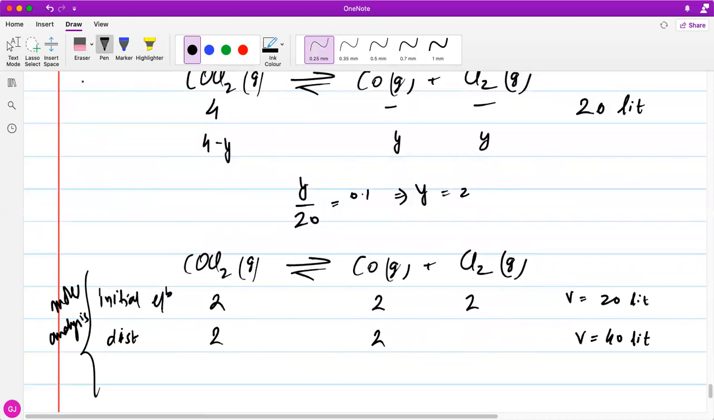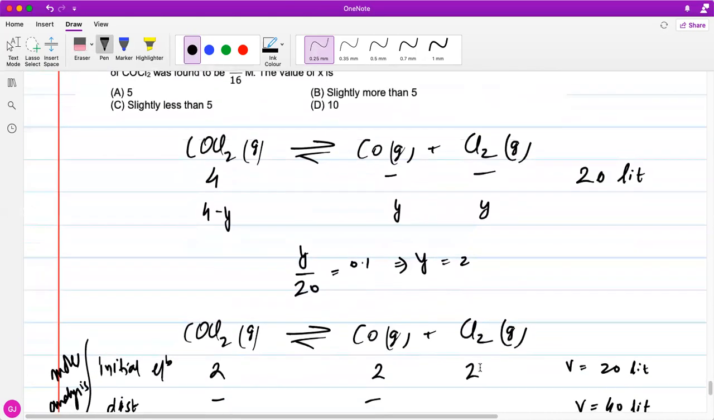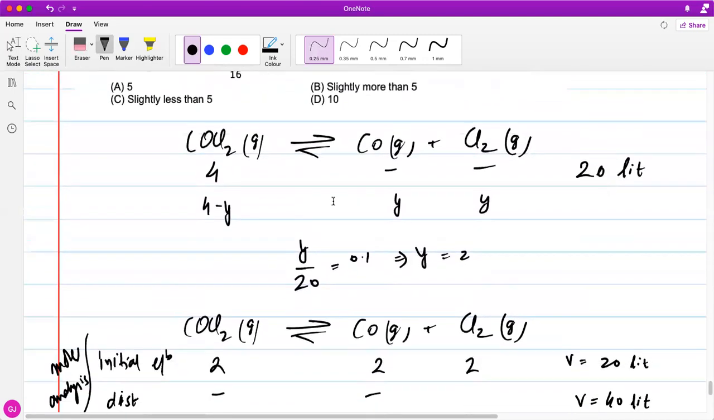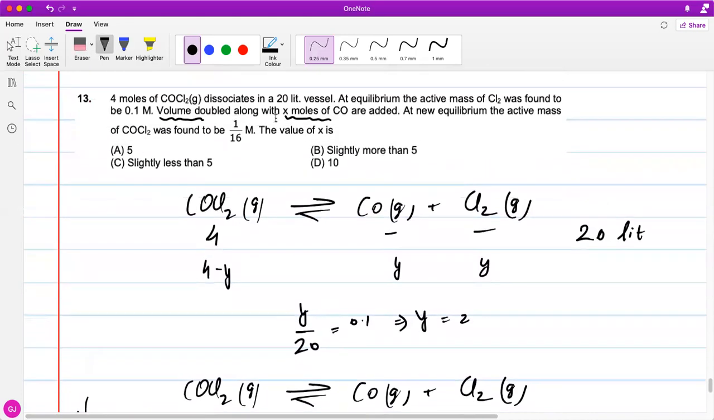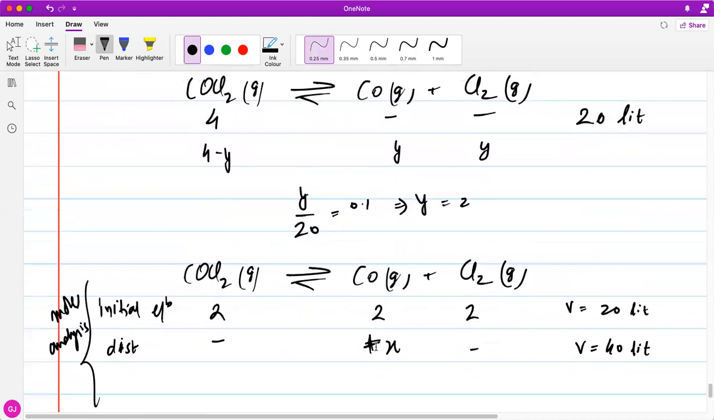And of course, I'm just writing the disturbance row. So no abrupt change in COCl2, no abrupt change in CO, no abrupt change in Cl2 because of the volume. But because of some moles of CO added, X moles were added, an abrupt change of X, I have written over here for CO.